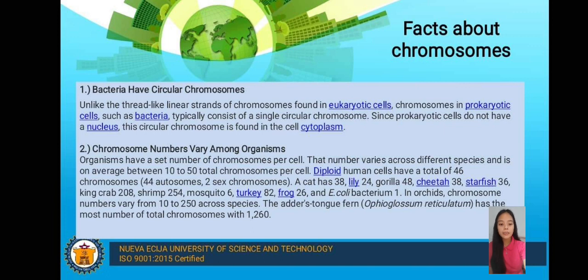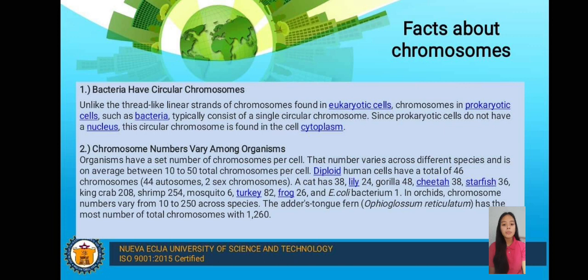A cat has 38, lily 24, gorilla 48, cheetah 38, starfish 36, king crab 208, shrimp 254, mosquito 6, turkey 82, frog 26, and Colibacterium 1. In orchids, chromosome numbers vary from 10 to 250 across species. The adder's-tongue fern, Ophioglossum reticulatum, has the highest number of total chromosomes with 1,260.